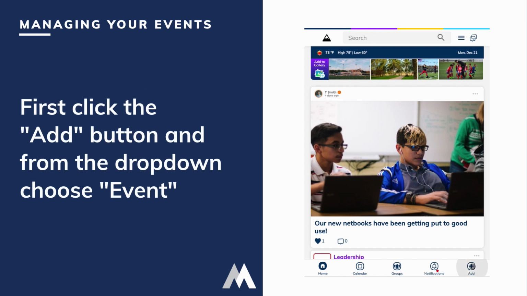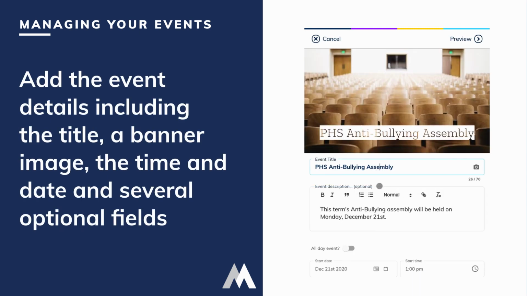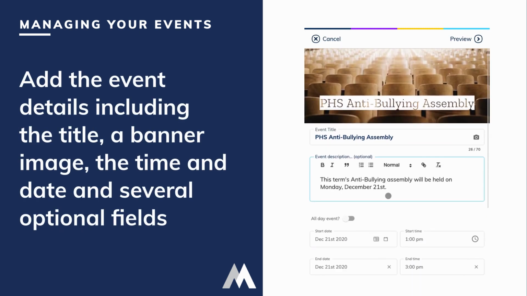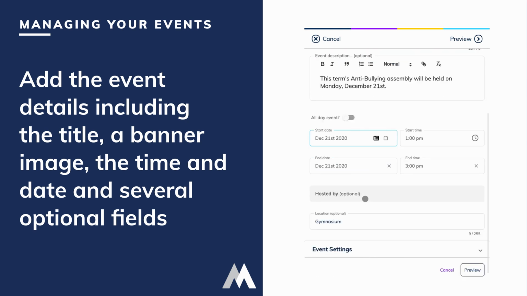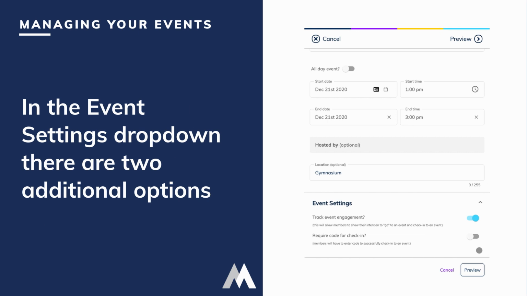First, click the Add button. From the drop-down, choose Event. Add the event details. This includes a title, a banner image, the time and date of the event, and several optional fields. In the Event Settings drop-down, there are 2 additional options.